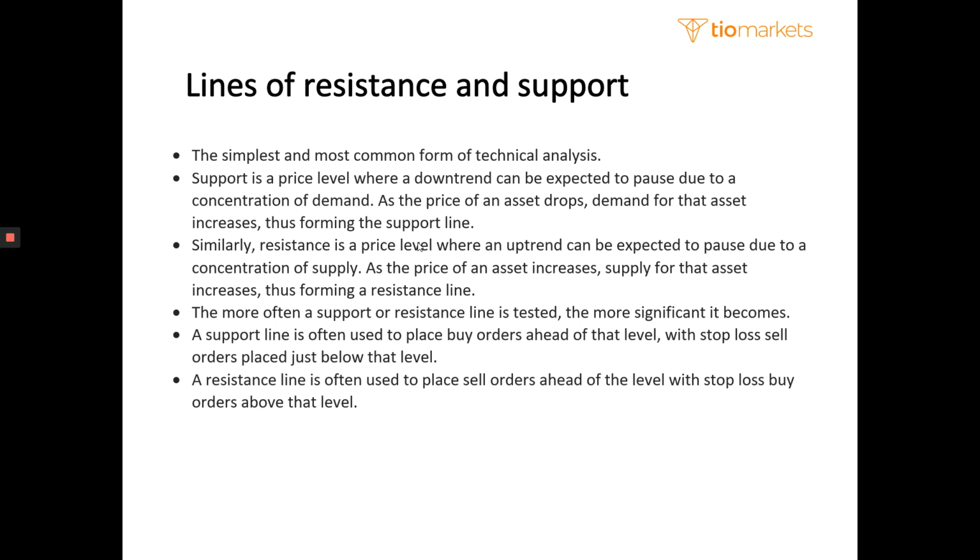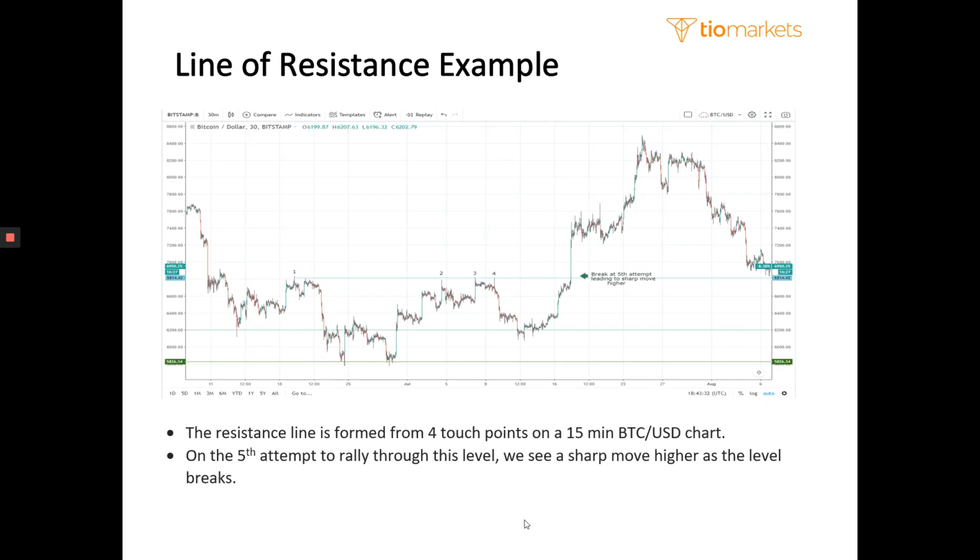The more often the support or resistance line is tested, the more significant it becomes. A support line is often used to place buy orders ahead of that level, with stop loss sell orders placed just below it, and a resistance line is often used to place sell orders ahead of the level with a stop loss order above it. Now, what I have for you here is just the one chart. I'm using a line of resistance. Everything I say here for a line of support would be in the reverse.